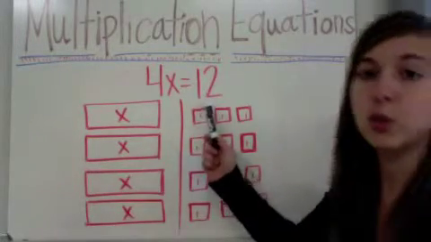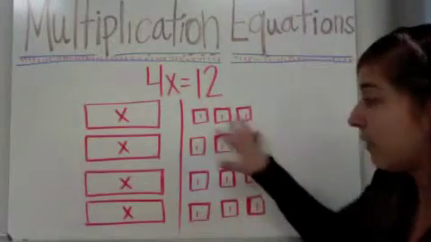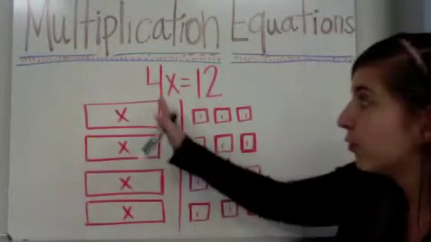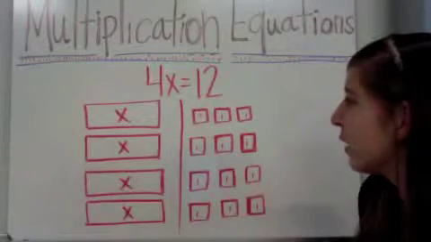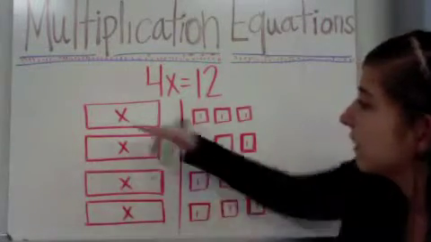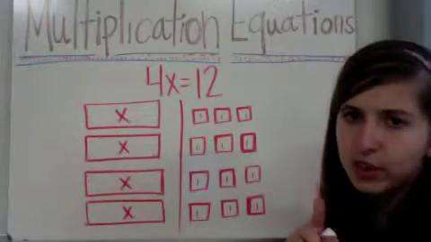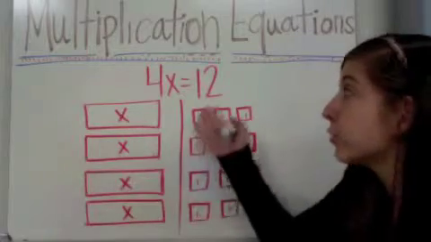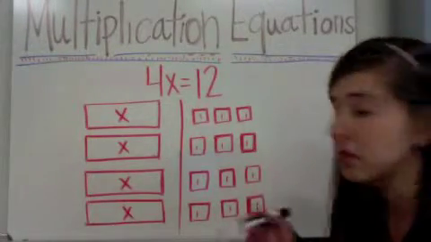4x equals 12. So I have little unit squares right here, and I have 12 of them because 4x equals 12, like my equation says. So here what I've done is I've lined them up because I'm trying to find how much is 1x worth. If 4x equals 12, how much is 1x worth?